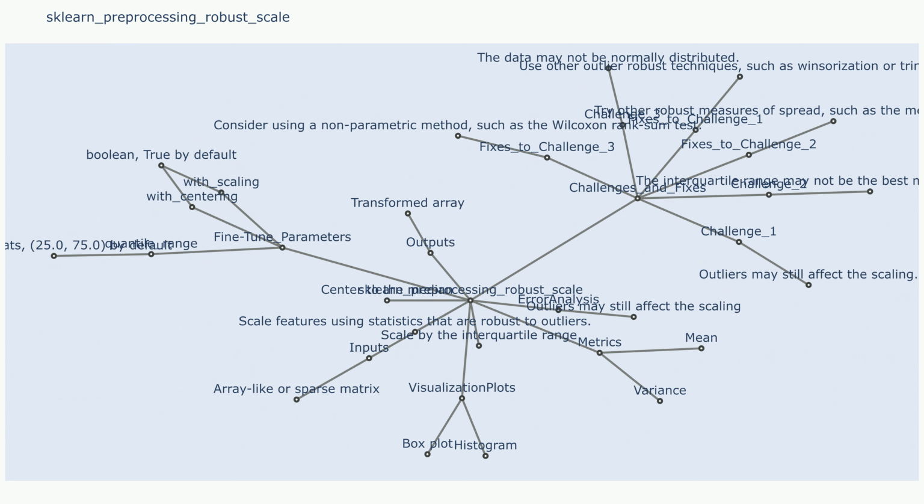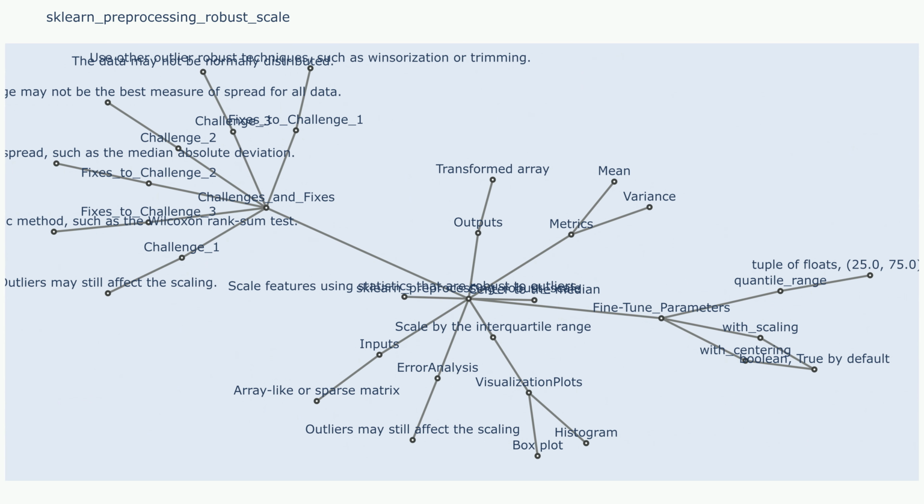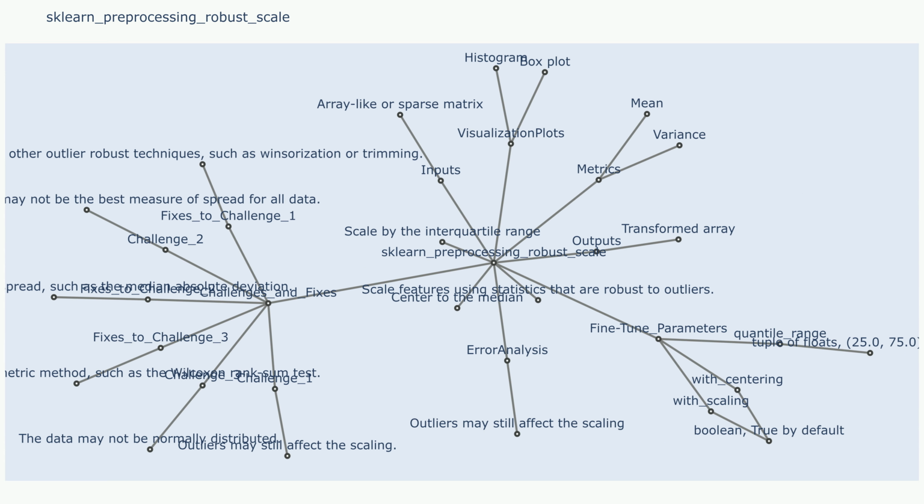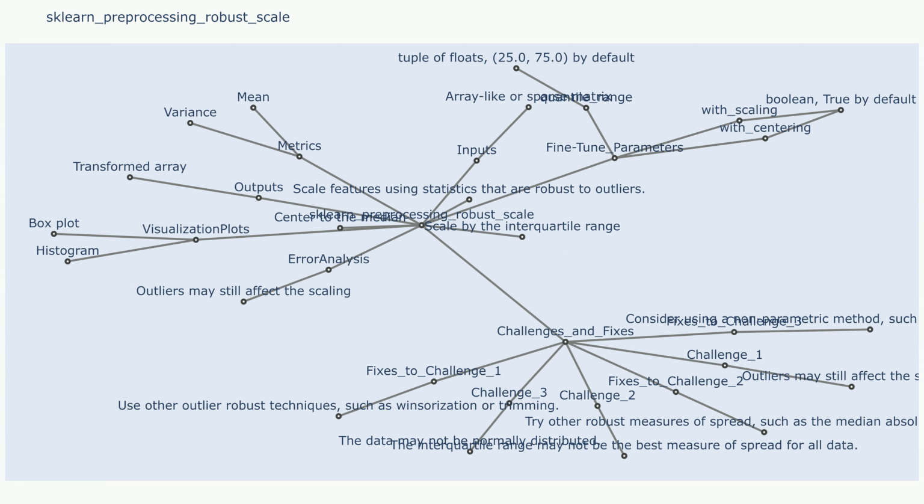Metrics. Range: the range of the scaled data. Fine-tune parameters. with_centering: set this to false if you do not want to center the data. with_scaling: set this to false if you do not want to scale the data. quantile_range: change this to a different tuple of floats to use a different quantile range for scaling.